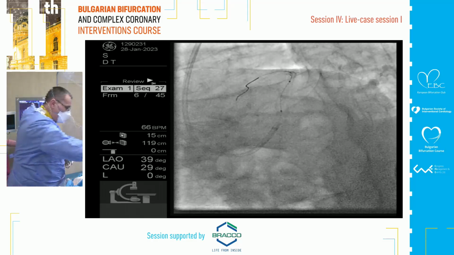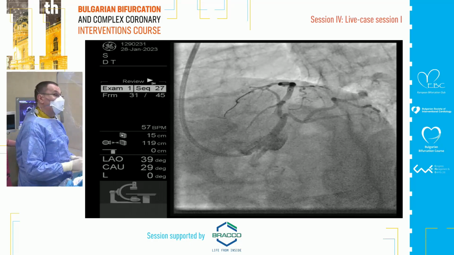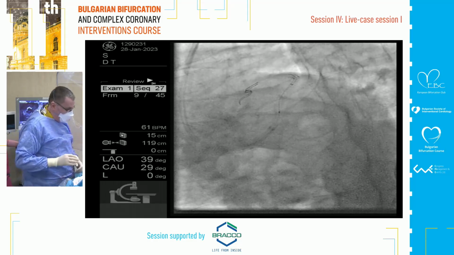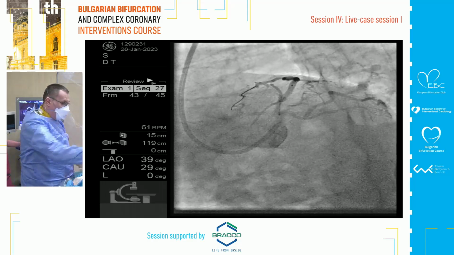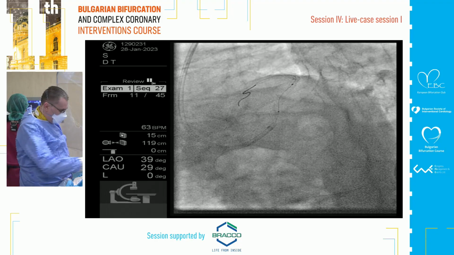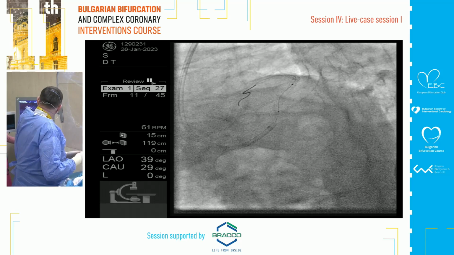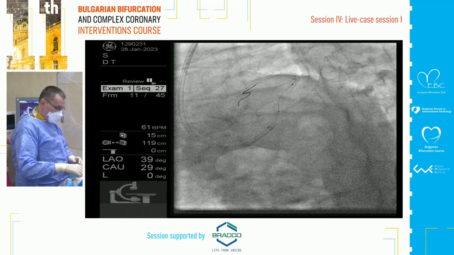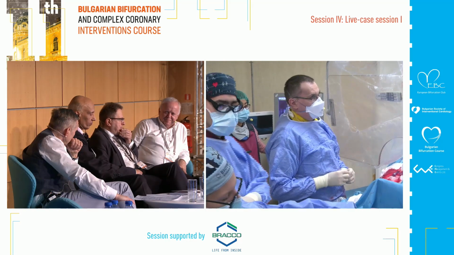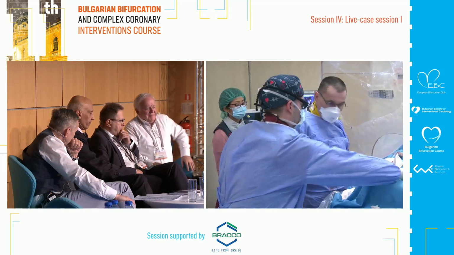In any case, I will ask for a second wire for the circumflex. And my question here to the panel is, should I go into the left main or stent up to the ostium? Let's go to the IVUS assessment. By IVUS, you can nail the ostium for sure. Okay, so you can try to position just at the level of the ostium, without penetration.